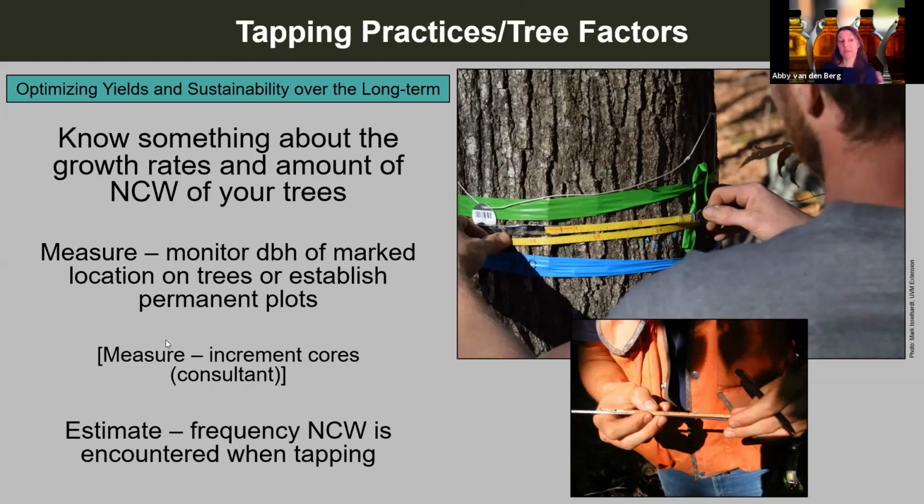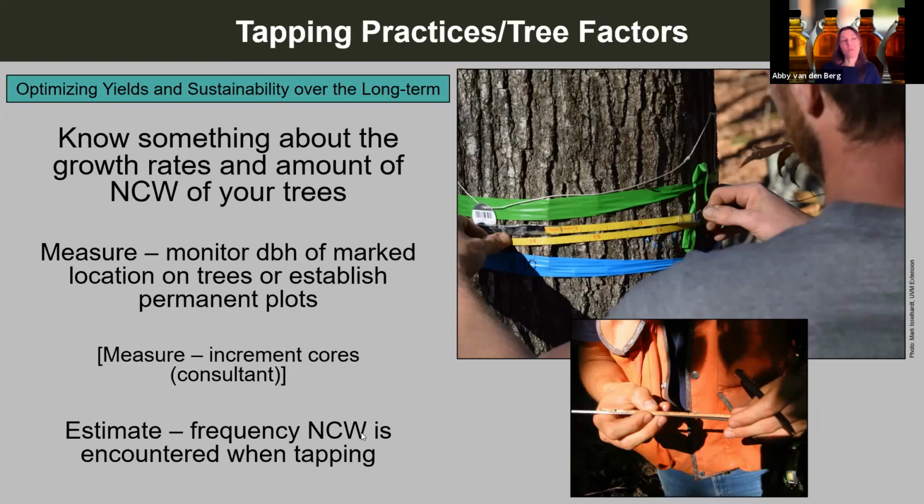You can also, of course, get very fancy and have someone come in and measure them with increment cores like these here. But in most cases, this is not fully necessary unless you need to have an immediate idea of exactly what the growth rate is today.